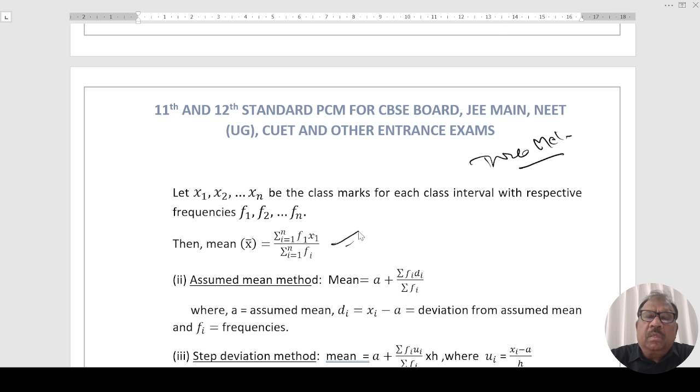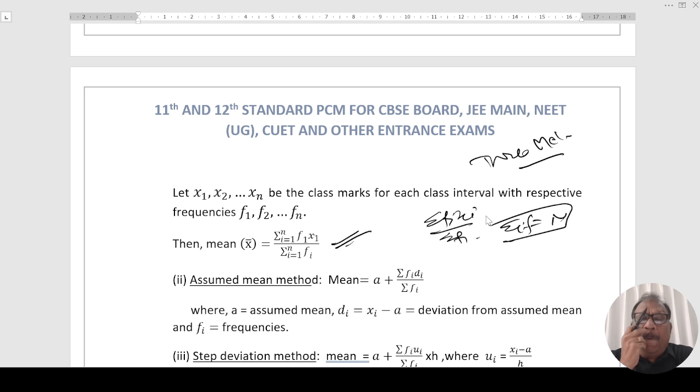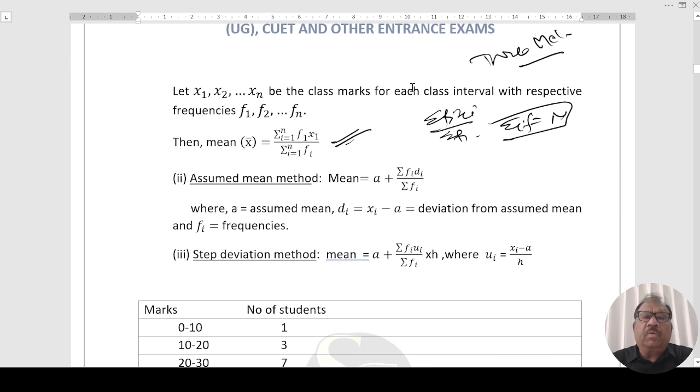Direct method, that is summation fi xi upon summation fi, where summation fi equal to n is the total number of observations. One is the assumed mean method, that is a shortcut. Assumed mean method makes the calculation simpler. You have to choose the assumed mean by common sense such that deviation upper and lower should be almost minimized. The mean is a plus summation fi di upon summation fi, where d equal to xi minus a, the deviation from the assumed mean.